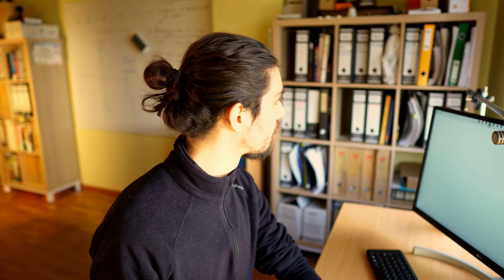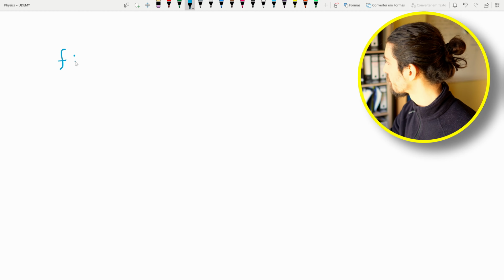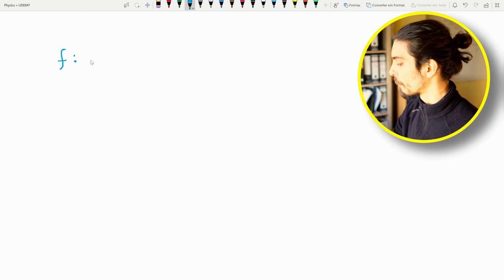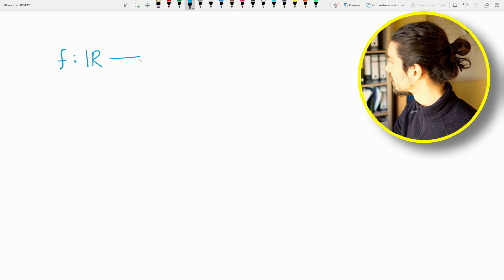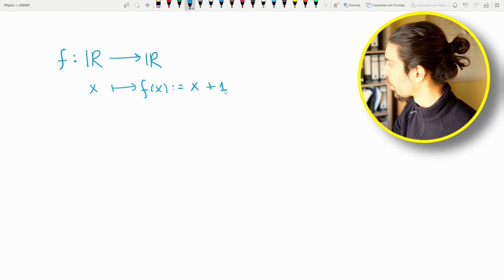Now let's give some examples of function compositions. Example number 1. We start with the following definition of the function f, which maps all real numbers into real numbers, and every x is mapped into f of x, which is x plus 1.